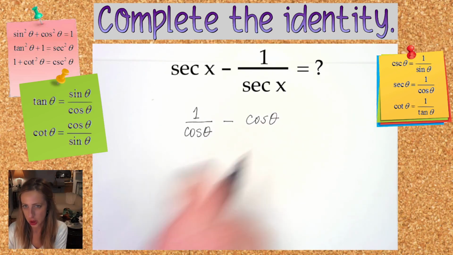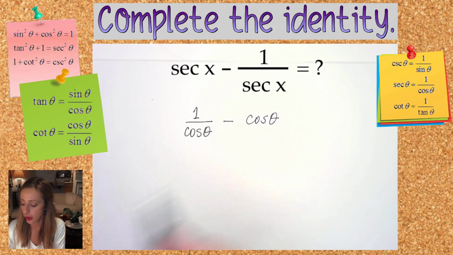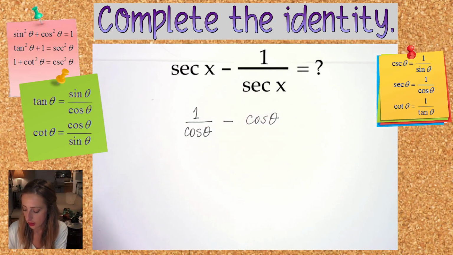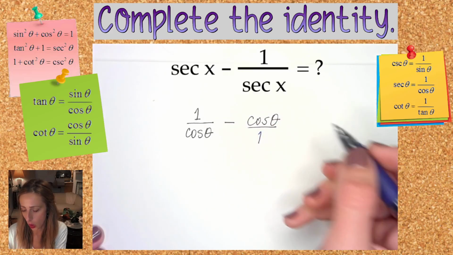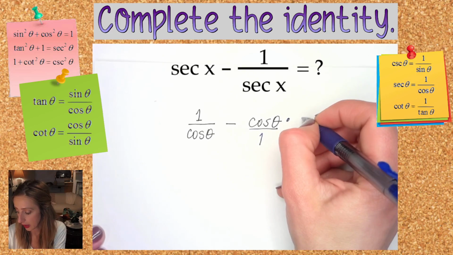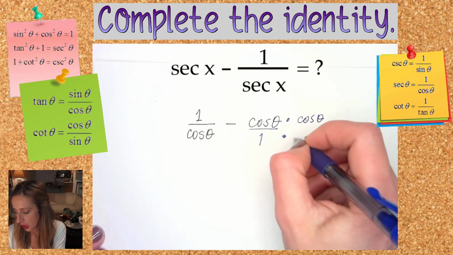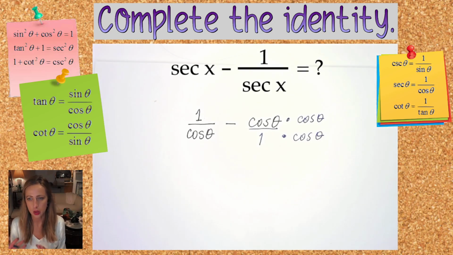Now, remember, when you're completing an identity, you're simplifying, you're bringing everything together. So I'm going to bring this together by finding a common denominator. So this cosine theta is over a 1. So I'm going to multiply on top and bottom by another cosine theta. These steps are worth a little bit of time to think them over, to get an idea of, well, what would happen if I did this, if I did that?